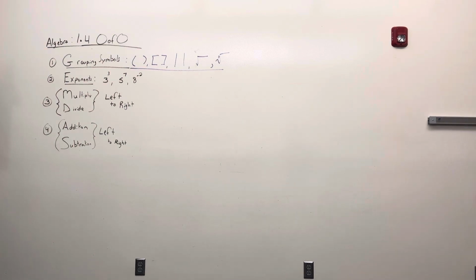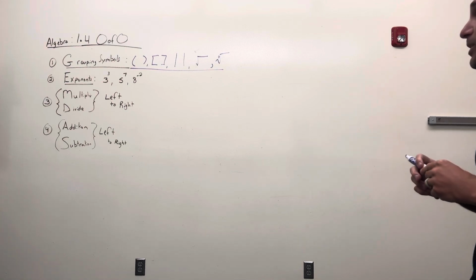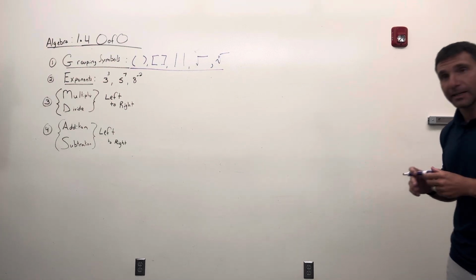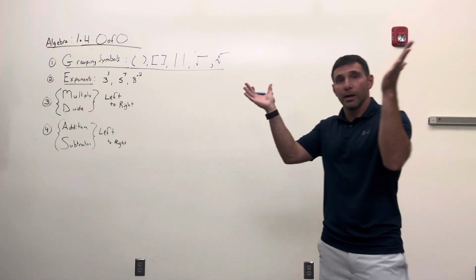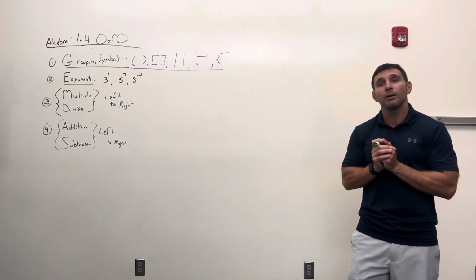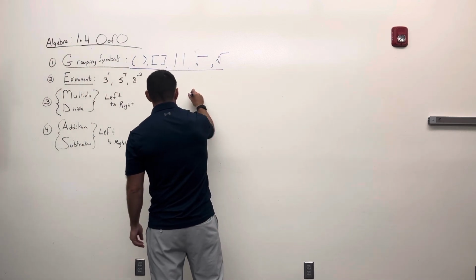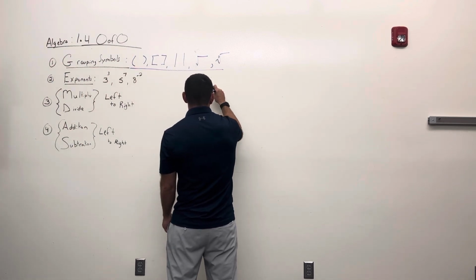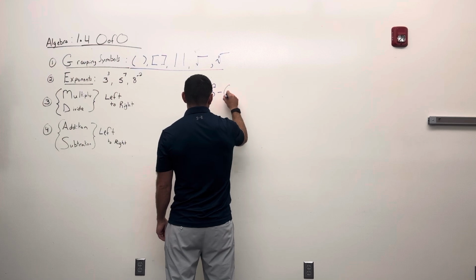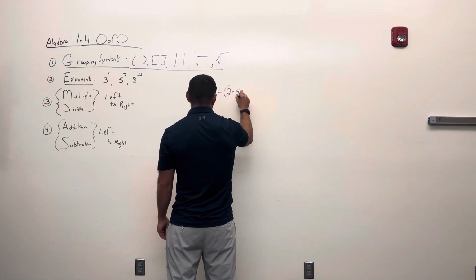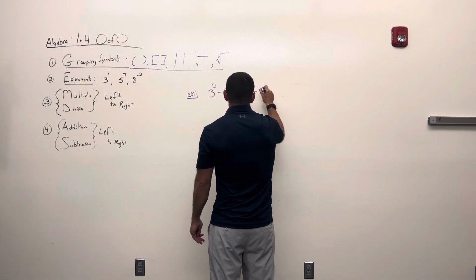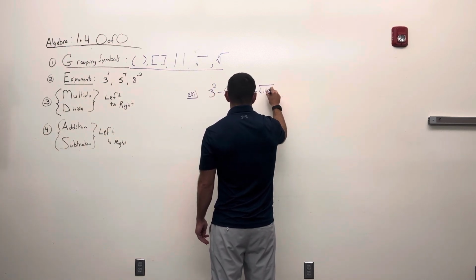So what we are going to do is we are simplifying. That means take a big problem and work it down as small as we can get it. So we are going to simplify something like this. So here's our first example. 3 squared minus 2 plus 4 times 3 minus the square root of 100.